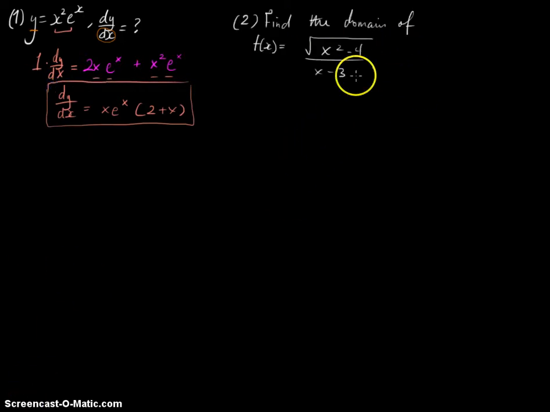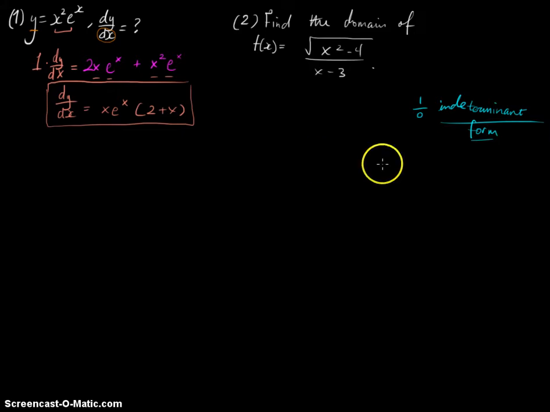Alright, question number 2. It asks, find the domain of f of x equals the square root of x squared minus 4, over x minus 3. So we have to remember that the domain is where the function is continuous and real. So like if we have a number such as 1 over 0, this is indeterminate form. Which means that it's undefined, so it's not part of the domain.